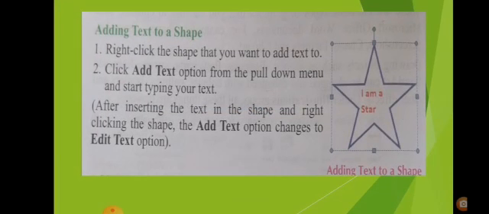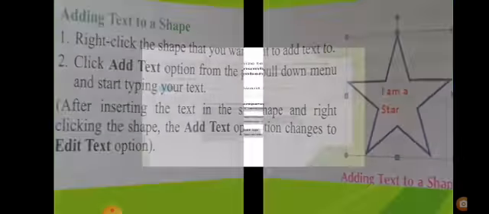Adding text to a shape. Right-click the shape that you want to add text to. Click the Add Text option from the pull-down menu and start typing your text. After inserting the text in the shape and right-clicking the shape, the Add Text option will change into the Edit Text option. That's how you can edit text in your shape.